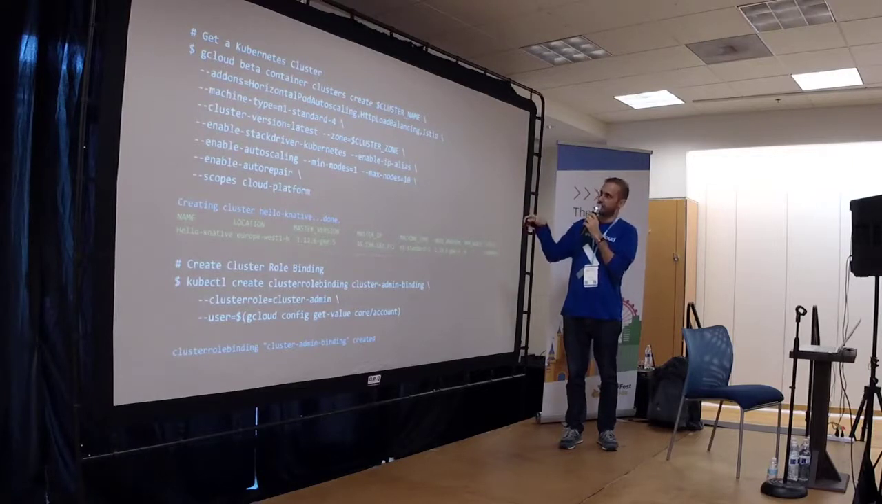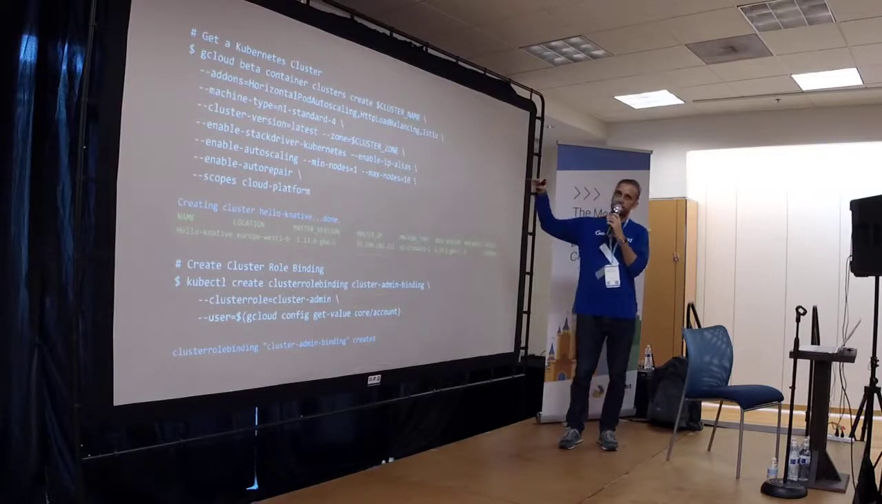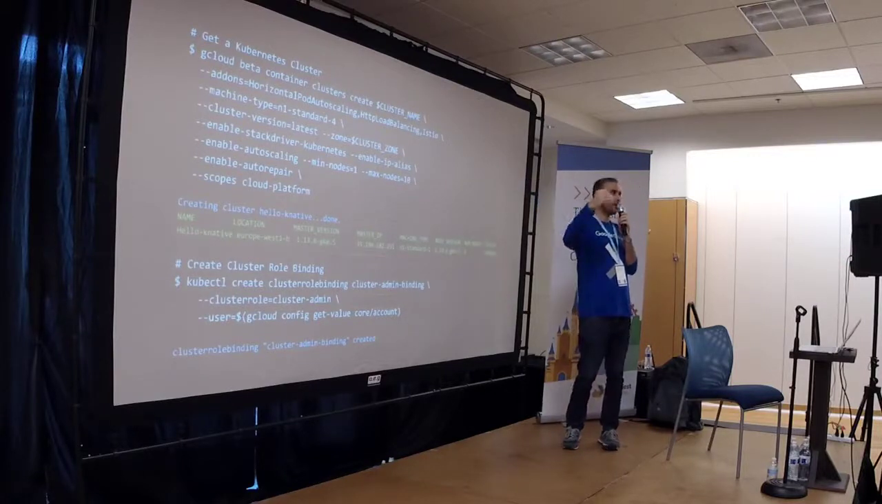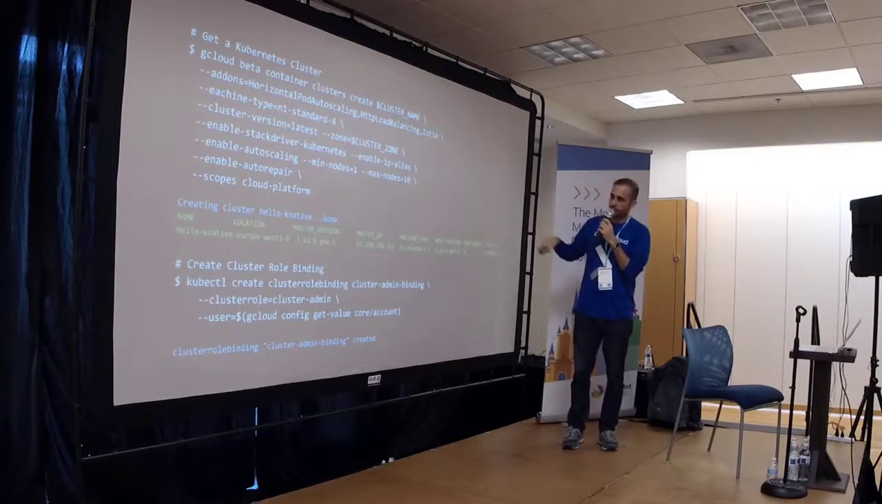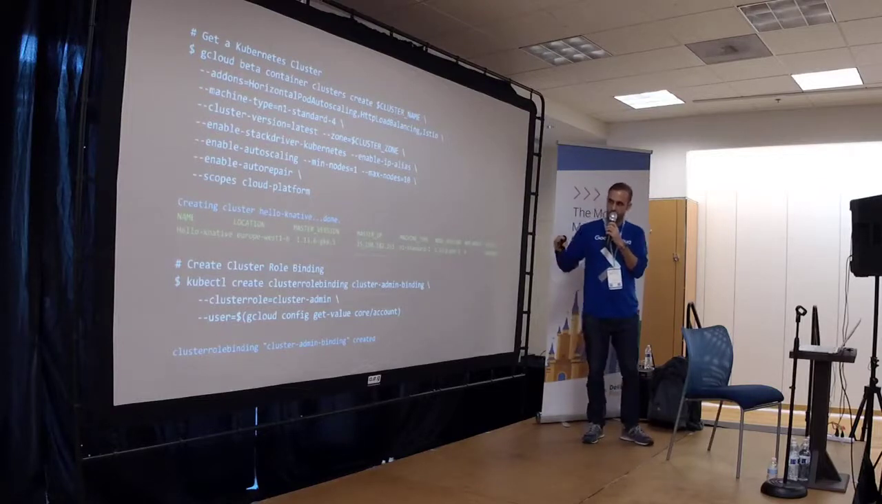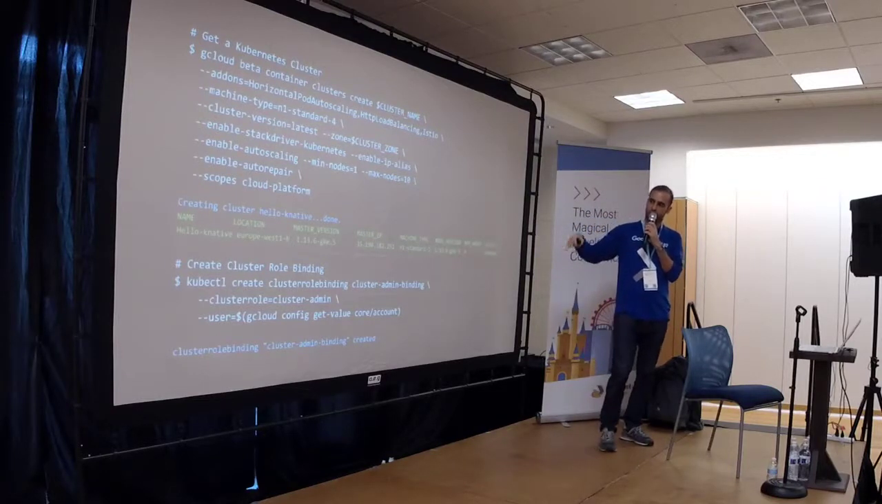One thing to note is that here I'm specifying an add-on, and I'm saying Istio. So this command gives me a Kubernetes cluster with Istio already installed. So I already have my prerequisite for Knative already installed for me. Then we need to create a cluster role binding, so that's needed to be able to use Knative for networking.